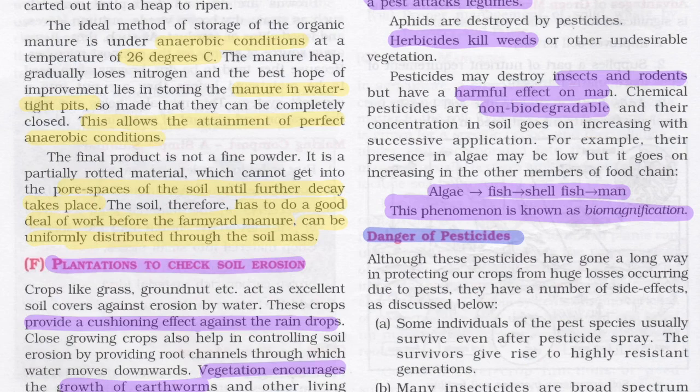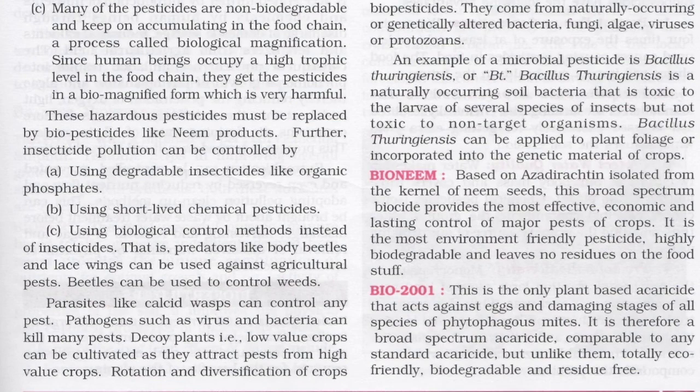Some individuals of the pest species usually survive even after the pesticide spray, and those survivors give rise to highly resistant generations of the pest. Many insecticides are broad spectrum poisons. Many pesticides are non-biodegradable in nature and they keep on accumulating in the food chain, and this process is called biological magnification. The hazardous pesticides must be replaced by biopesticides like neem products.